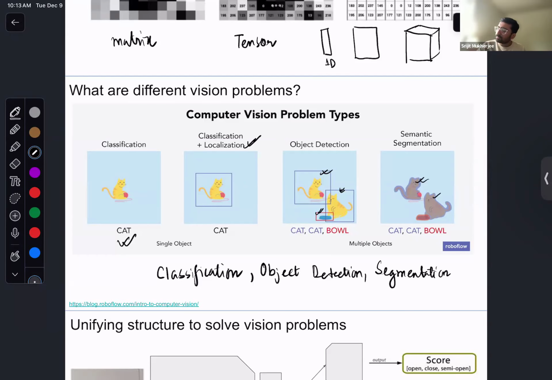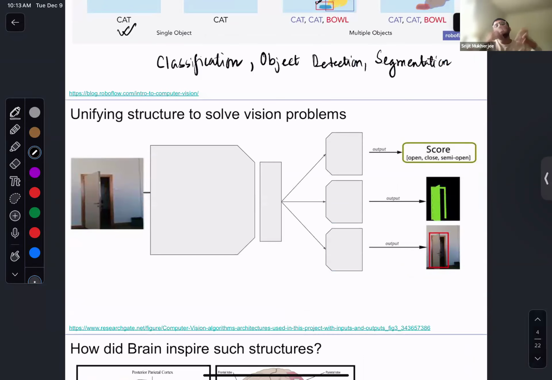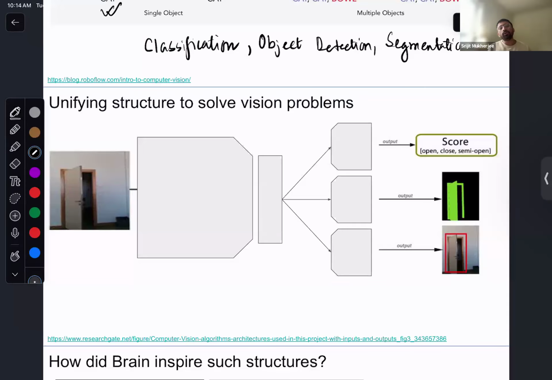Now the next question that comes up is, is there any structure? And yes, there's a unifying structure to solve these computer vision problems. So what is the basic structure? Let's say you have an image of a door, and you first encode this door into a tensor. This is an encoder. You can think of an encoder as a function which has some parameters theta.